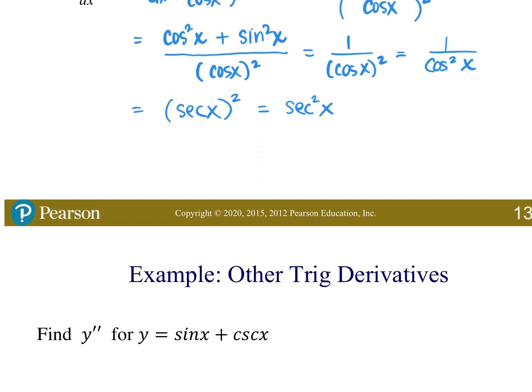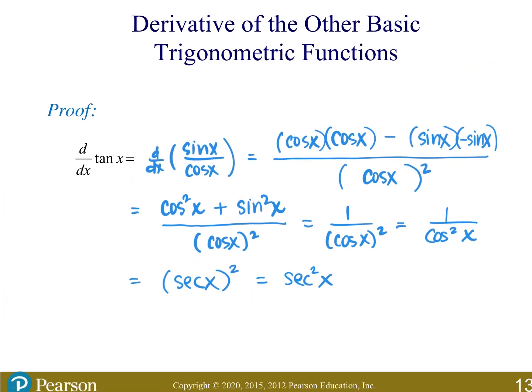How would you do the derivative of secant? What do you have to replace secant with first before you could do it as a quotient rule? 1 over cosine, and then you do the quotient rule to that. Okay, so it's always the quotient rule to prove the other derivatives. You start with an identity, and you finish with an identity.